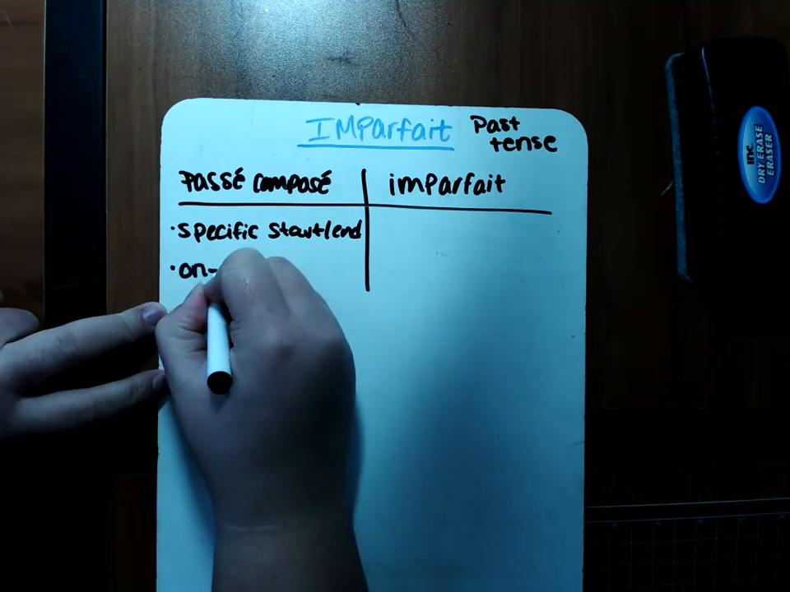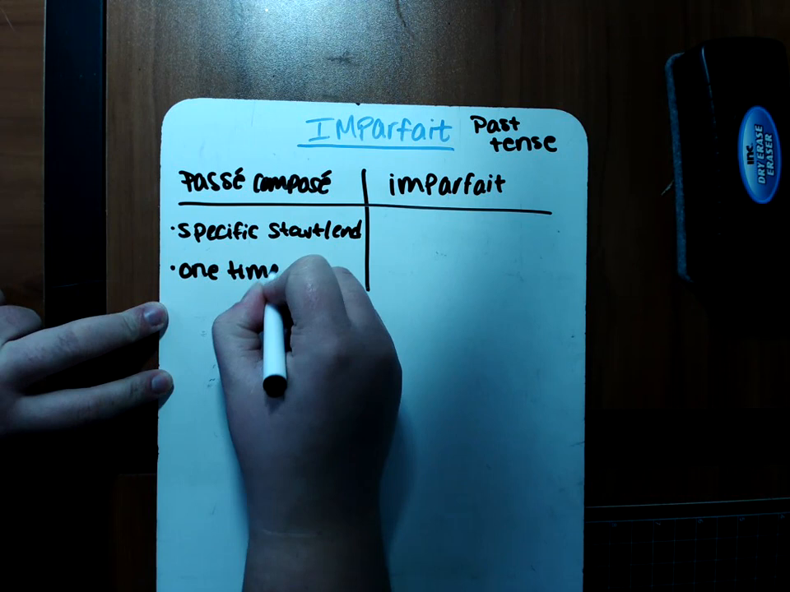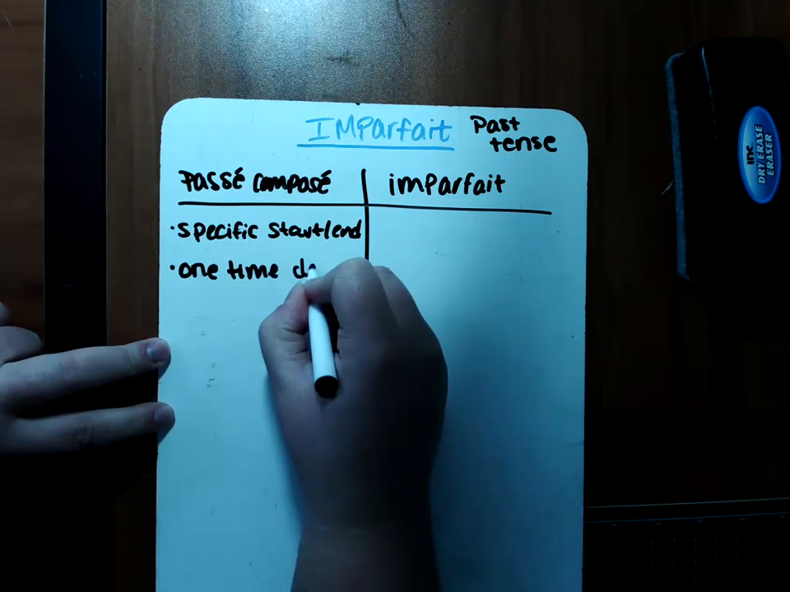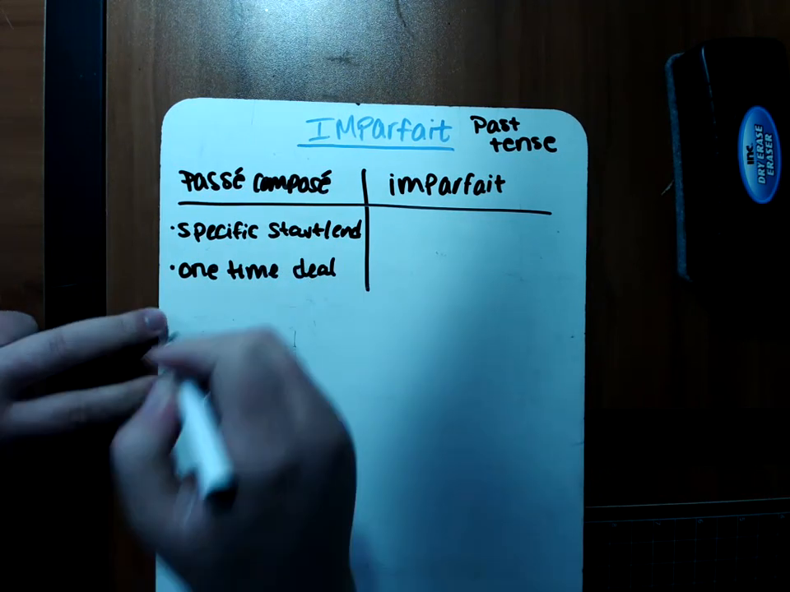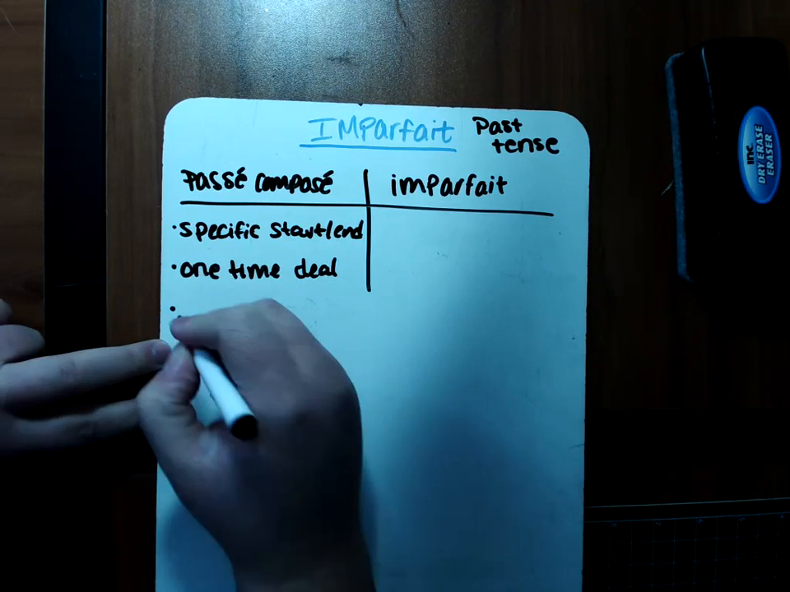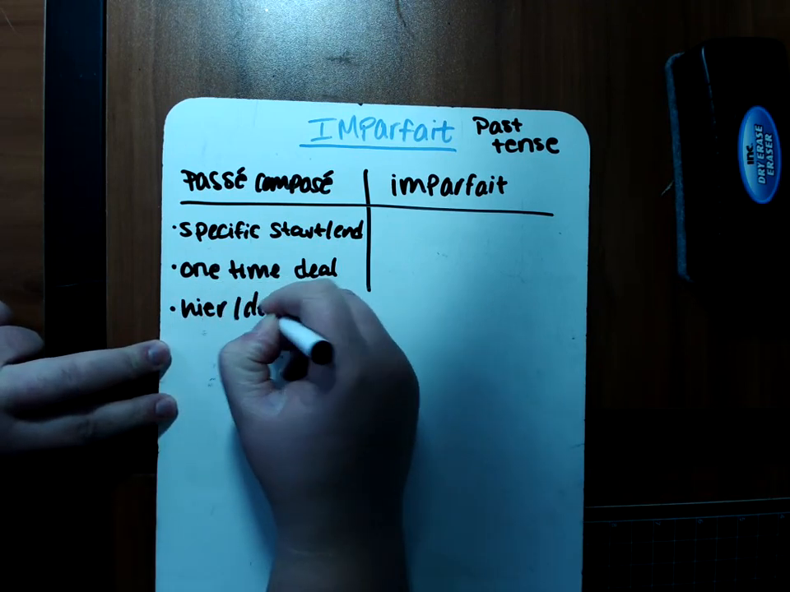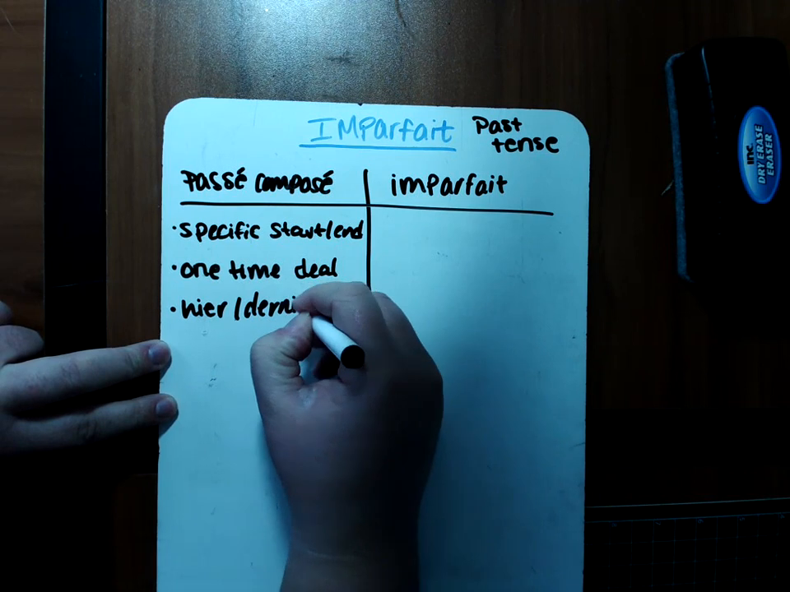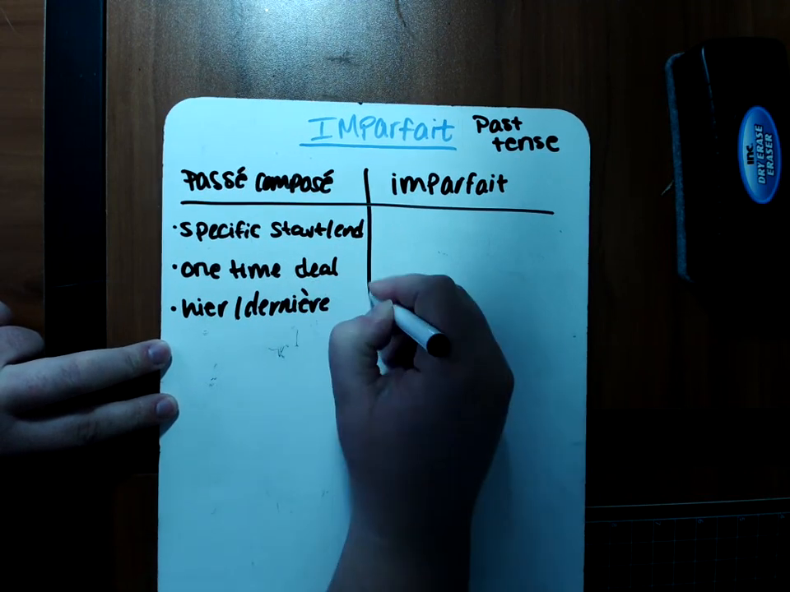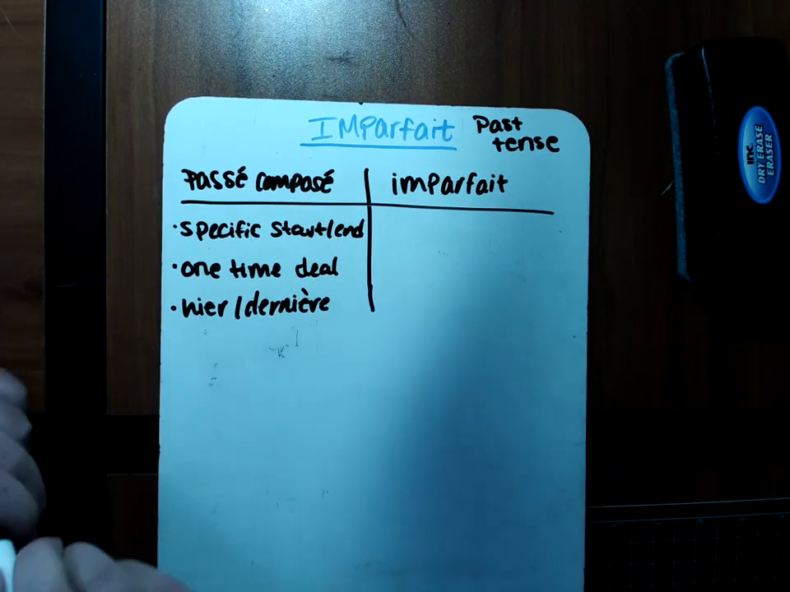So a one-time occurrence, one-time deal. And it's targeted by keywords like hier and dernier, etc., etc. Now with the Imparfait, it's a little bit different.